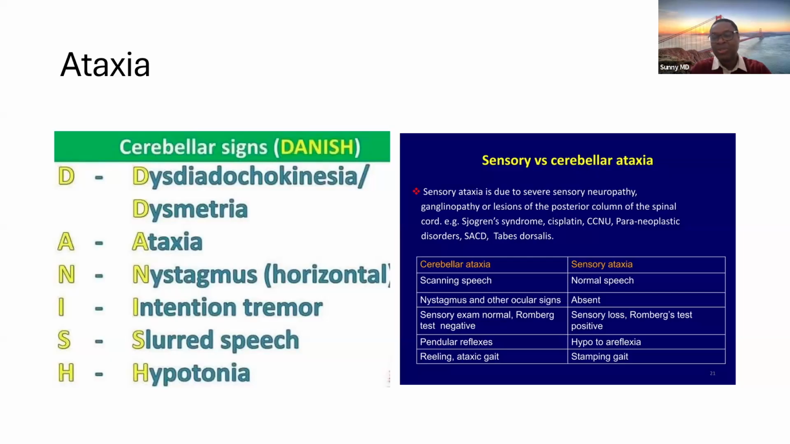And then, of course, you move on to different investigations. In the acute setting, CT head to rule out hemorrhage, but ideally for posterior fossa structures and tumors, MRI is the imaging of choice. And of course, management will be MDT led and so on and so forth. Yeah, good one.